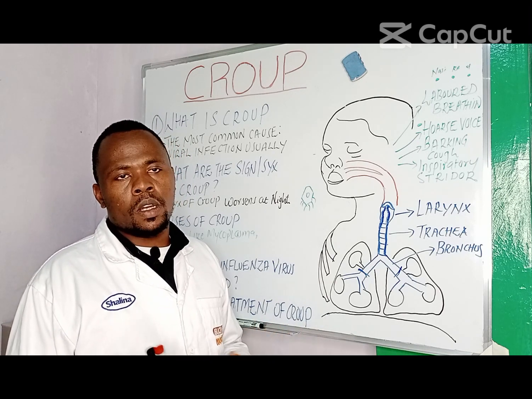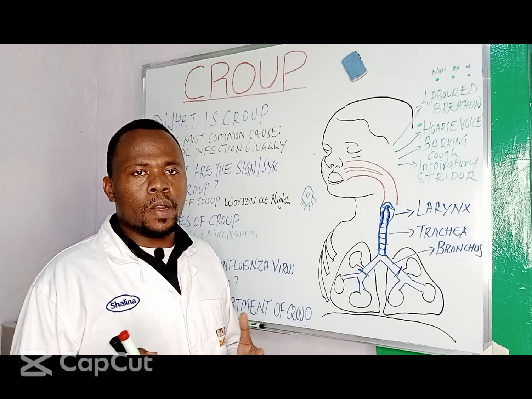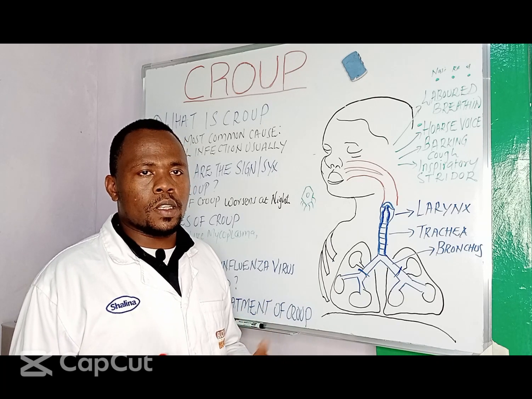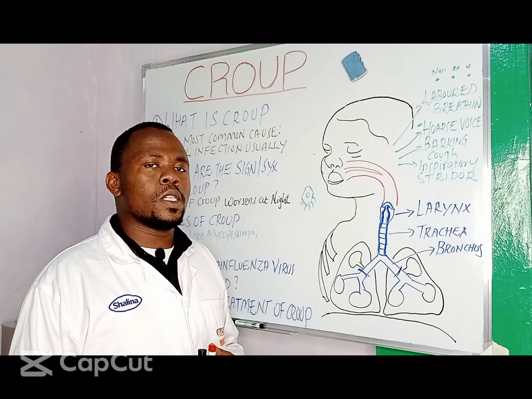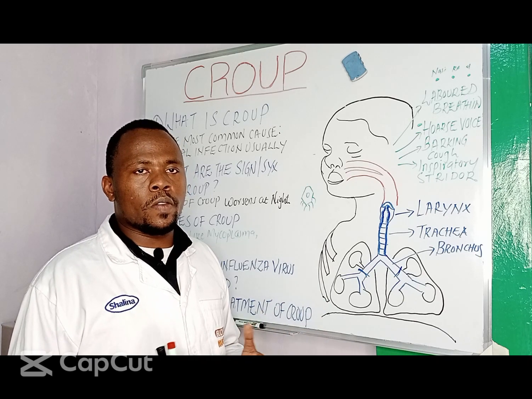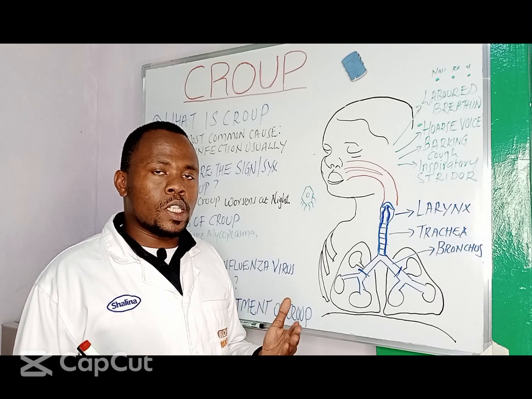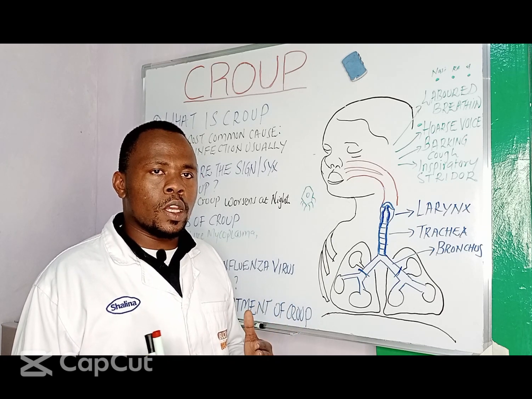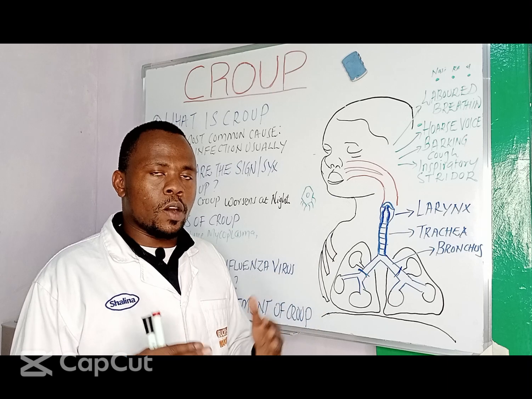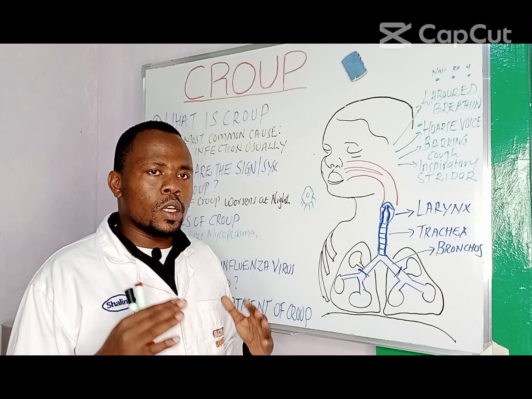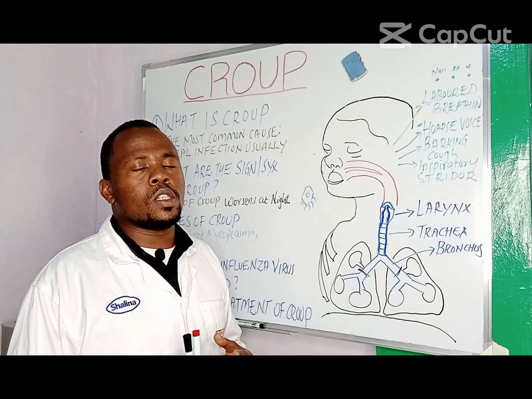Normally, a child can breathe up to 18 breaths per minute, but in this case, your child will be breathing very fast, more than 40 breaths per minute. Then we have what we call flaring of the nose. Flaring of the nose is the widening of the nostril when the child is trying to breathe in. I'm sure maybe you have watched a cow, or most of the animals, they usually try to widen their nostrils.